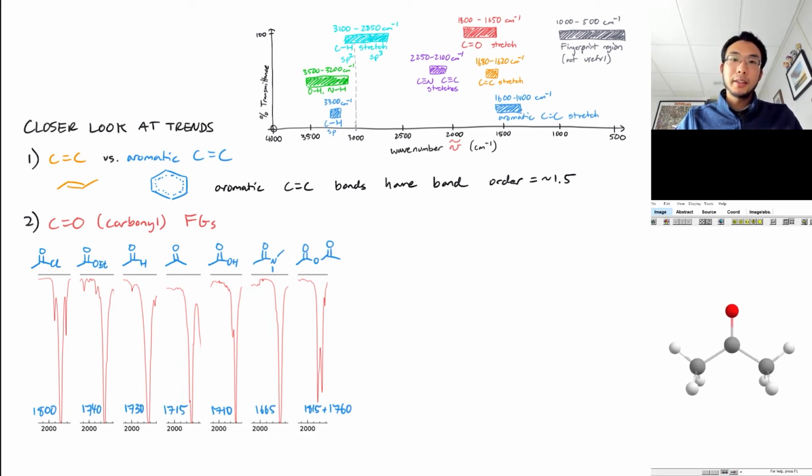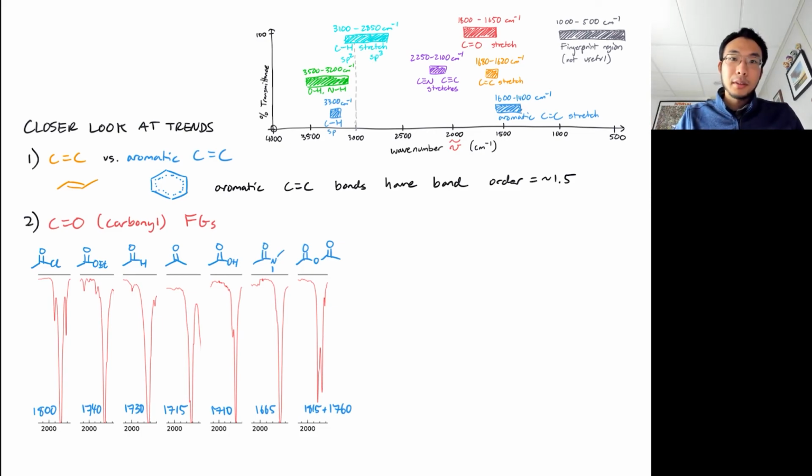There's not too much to see here other than the fact that the carbon and oxygen nuclei are really stretching and vibrating a lot. And this is the process that we're thinking of when we look at a signal right here. This peak, or this valley I guess, at 1715 inverse centimeters corresponds to the vibrational state of the molecule that has the carbon and oxygen vibrating as in the animation.